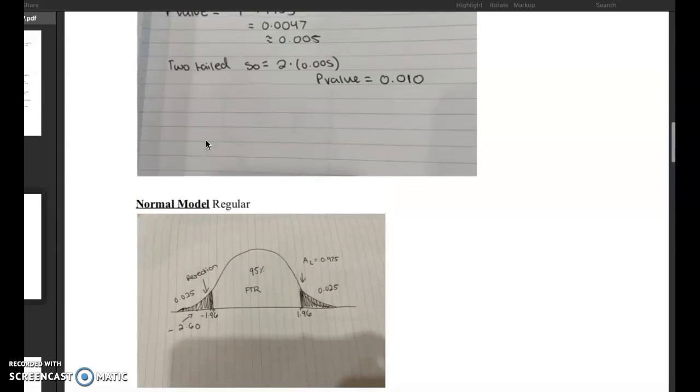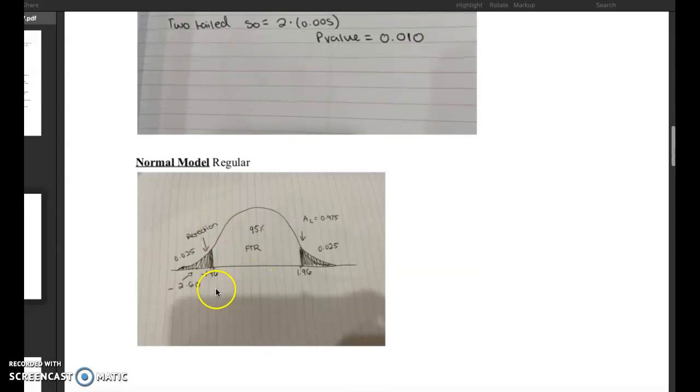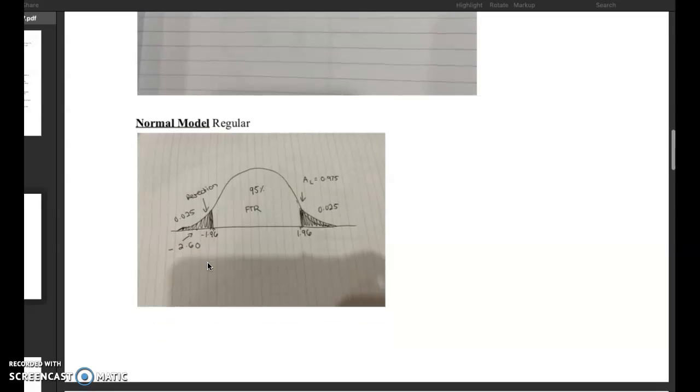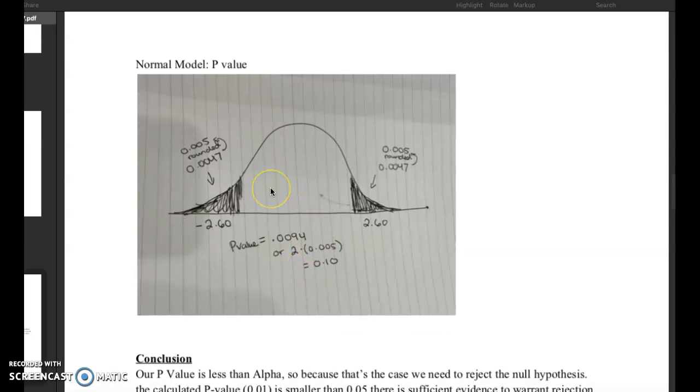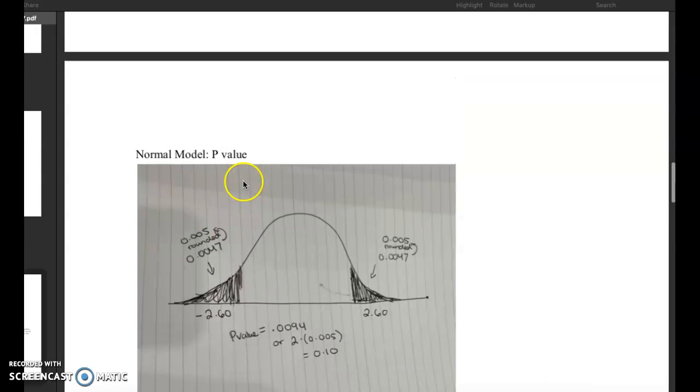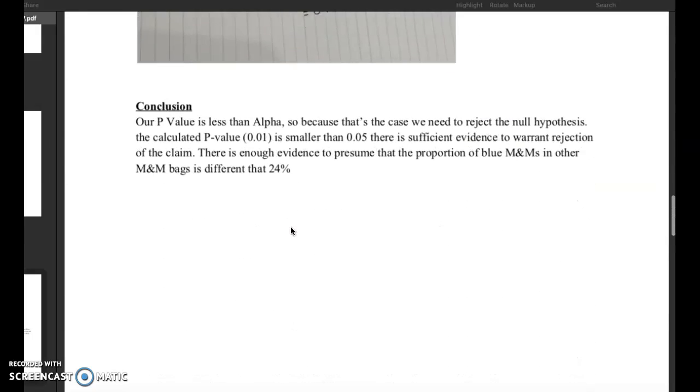Since our z-score was negative 2.60, right off the bat we can already place it on our regular normal model and see where it falls. So this is the rejection zone right here, and we can see that it falls there. So we would already know to reject the null hypothesis. There's another normal model that I ended up making for the p-value. It's basically the same thing, shows the rejection area for where the p-value stands in the normal model. So this is where we can tell as well.